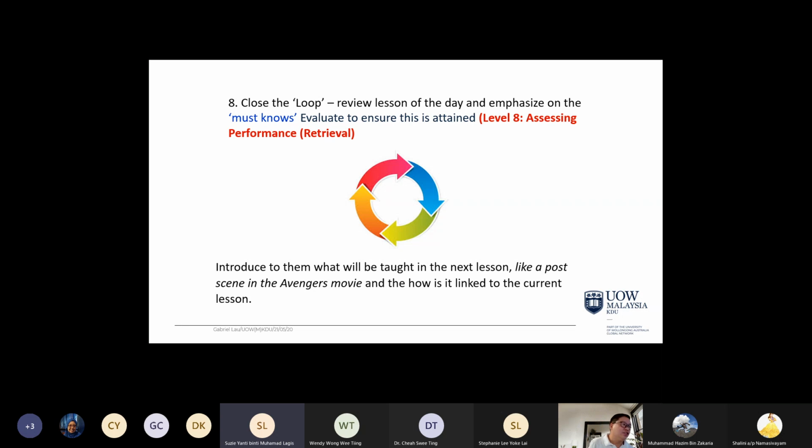Now, introduce to them what will be taught in the next lesson. After that, you introduce to them, next lesson, this is what you're going to learn. This chapter, we do this. Next one, we're going to do that. See how it relates? See how it relates? So students can look forward to it. It's like a post scene lah.